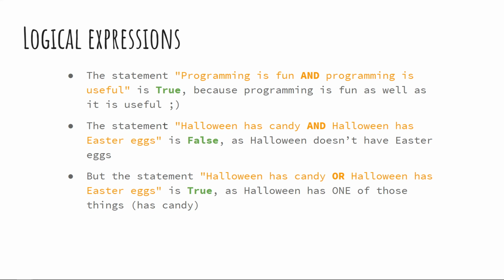The statement Halloween has candy or Halloween has Easter eggs is true, as Halloween has at least one of those things. It has candy. The statement programming is fun or programming is useful would also be true. So you can think of or as pretty much counting. If at least one side is true, then the or is true.